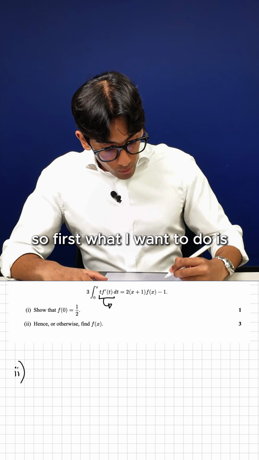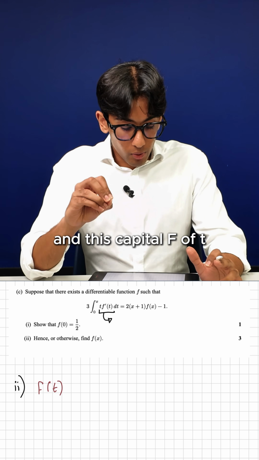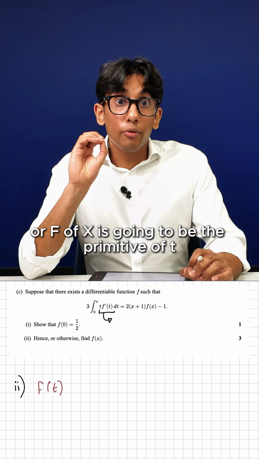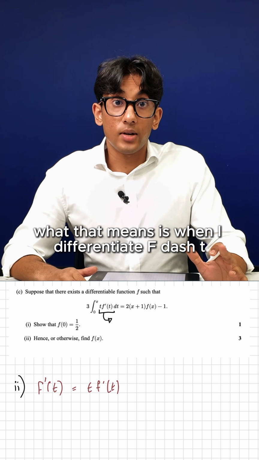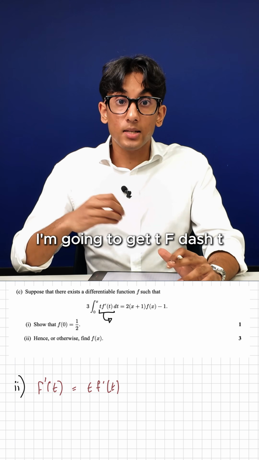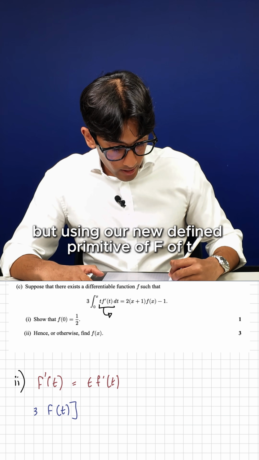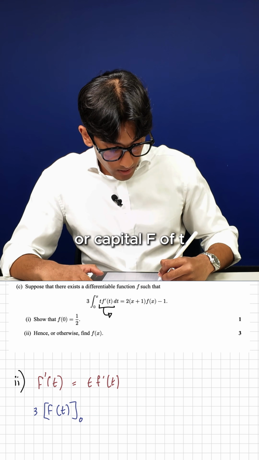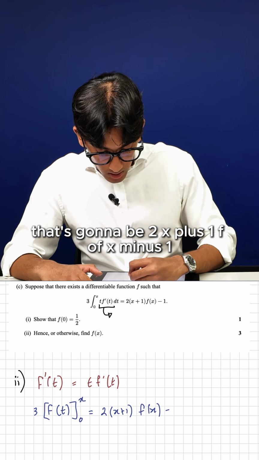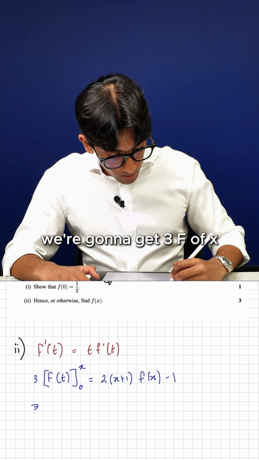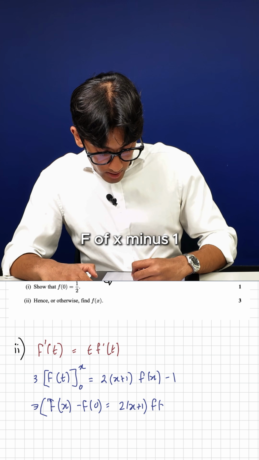So first, what I want to do is let's suppose that there's a capital F of t, and this capital F of t, or F of x, is going to be the primitive of t f dash t. What that means is when I differentiate capital F of t, I'm going to get t f dash t. Now let's evaluate this integral, but using our new defined primitive, capital F of t. We're going to have our bounds of 0 and x, and it's going to be 2x plus 1, f of x minus 1. Now subbing in those bounds, we're going to get 3 times F of x minus F of 0 is equal to 2x plus 1, f of x minus 1.